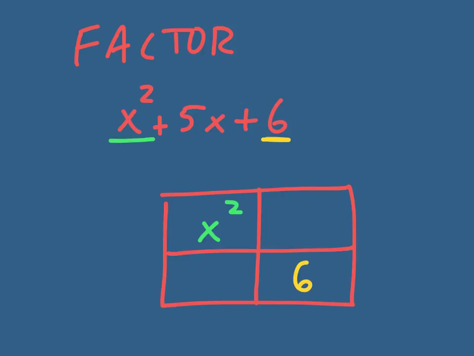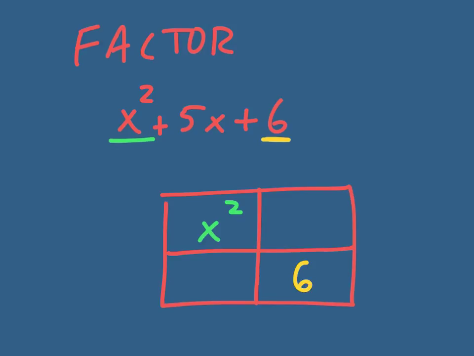So you have to understand the concept of multiplying out binomials in order for factoring to work, okay? So what I'm going to do is this. These are givens. I always put the first term, x squared, here, and 6 in this box, okay?